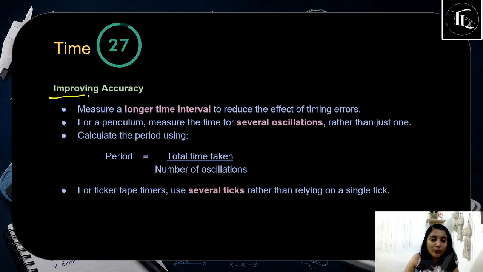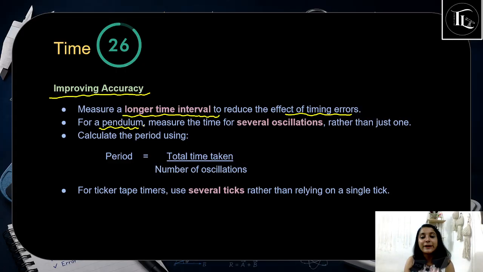Then we have improving accuracy. Now, how do we improve the accuracy of any experiment which is related to the time? First of all, we should measure longer time intervals. That will reduce the effect of the timing errors. Second, when we're talking about the pendulum, instead of taking very few oscillations, we should measure several oscillations, rather than just one. Then we should take a lot of readings, like we should repeat the experiment 2, 3, 4 times and then get the average. That will get us better results.